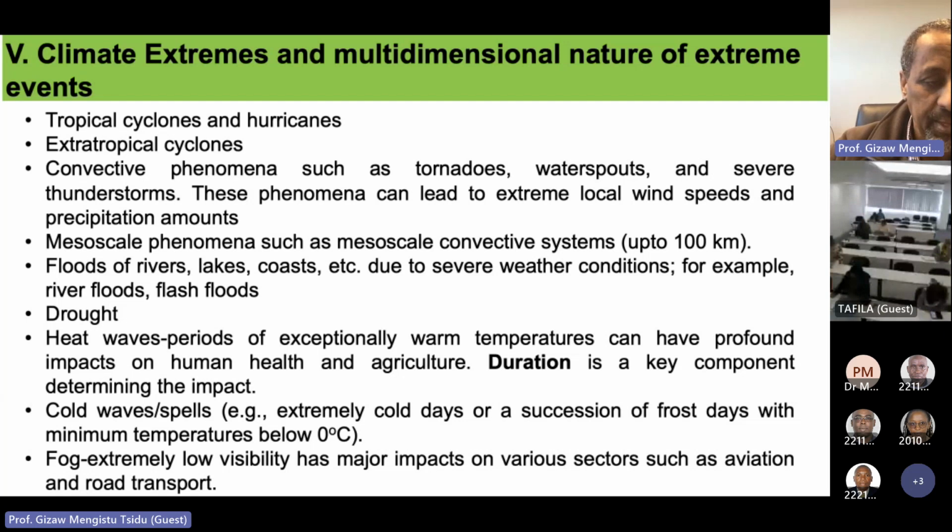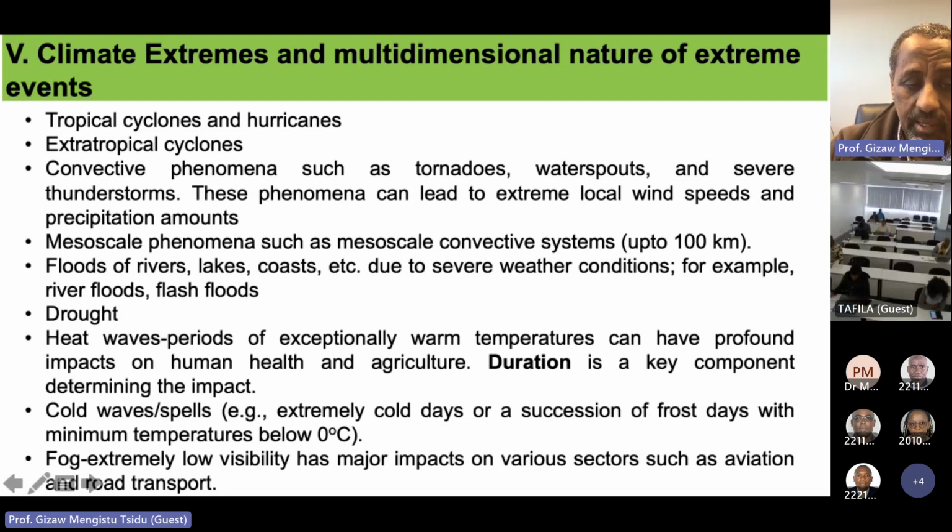If there is a cyclone or storms over Mozambique and Botswana, we get it. And I think part of Namibia will also get some signal, but at a very reduced intensity. Floods of rivers, lakes, coasts due to severe weather condition can happen, such as river floods, flash floods. Droughts is very common in this region.